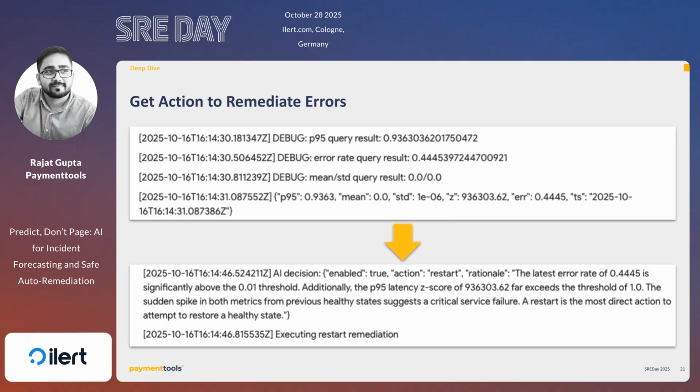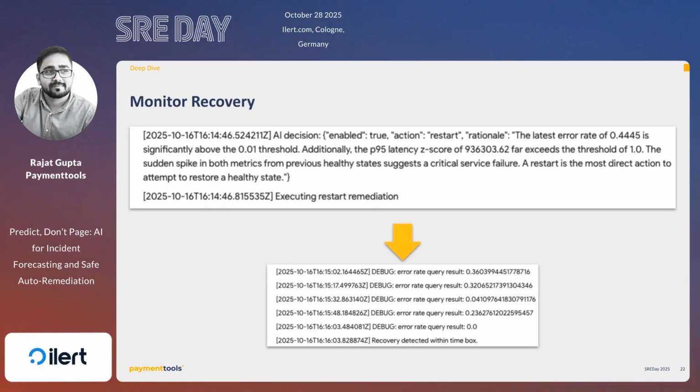And when it performs the restart, it observes. It waits for some time, and when you start seeing the error rate go down, based on the error rate, it says recovery detected within the time box. What did we achieve here? We achieved preventing an incident which was supposed to happen at 10 minutes later. With a higher error rate, your services are going down, and a simple restart fixed that problem. So we get enough lead time to prevent those errors from translating into an incident.